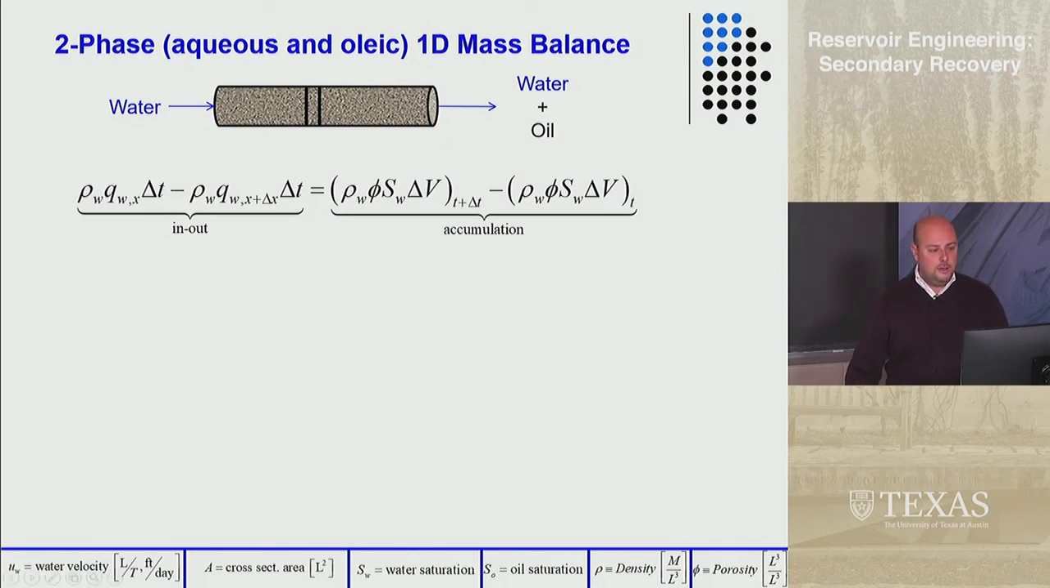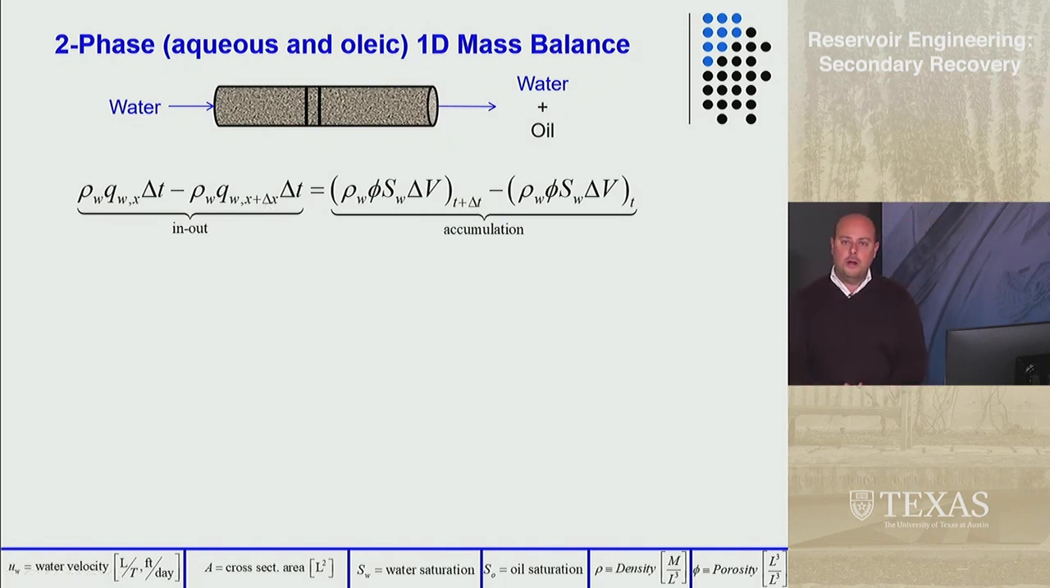You'll notice that I use a subscript W to indicate we're talking about the aqueous or water phase. And I've used a subscript X to indicate that we're flowing in the X direction and we're at this point X right over here. And then this point, which is to the right of it, is some delta X away. That's why I've written that as Q_W at X plus delta X. And that's the in minus out term, right? So you've got mass of water in minus the mass of water out.